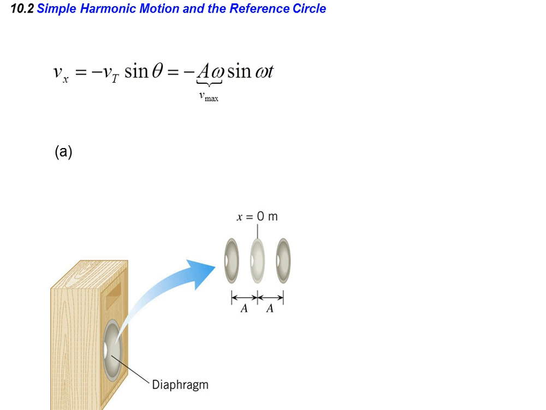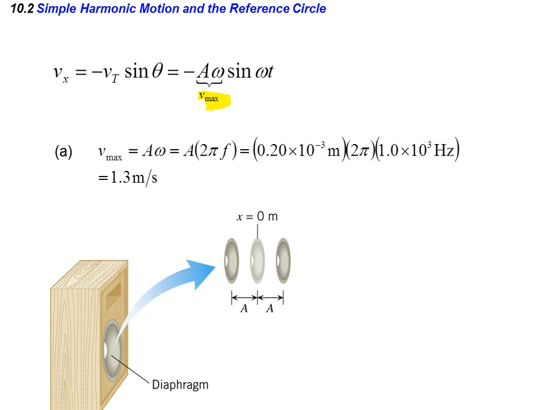So if we want to look at the speed, we just use our velocity function. Vx is equal to negative A omega sine of omega t, and we're just looking for the max. So we just want the maximum, which is our coefficient here, and that's going to be A times omega, where omega is 2 pi f. Plug in our information: we have our amplitude, 2 pi, and our frequency, and we get 1.3 meters per second. So this thing's moving back and forth at 1.3 meters per second at its maximum. It's not always 1.3 meters per second, but its maximum speed is 1.3 meters per second.